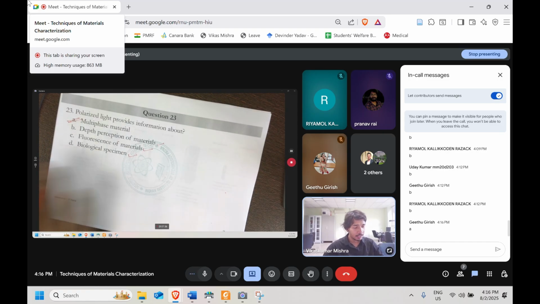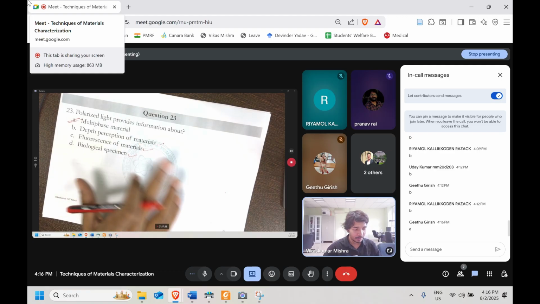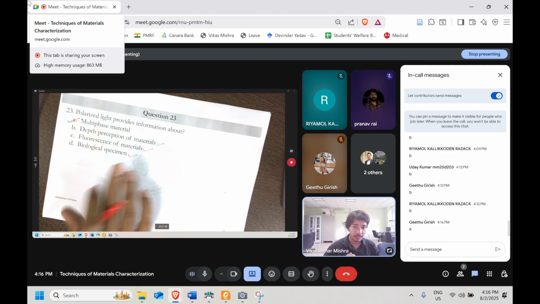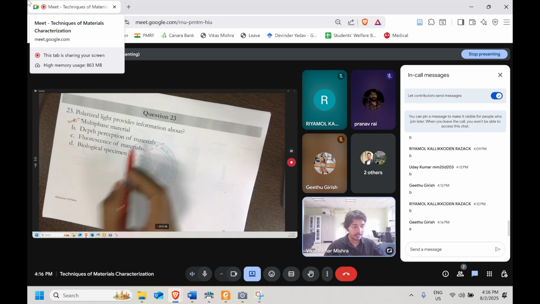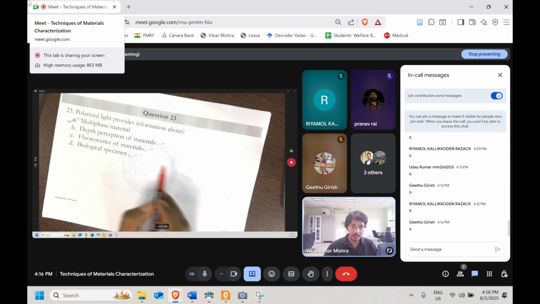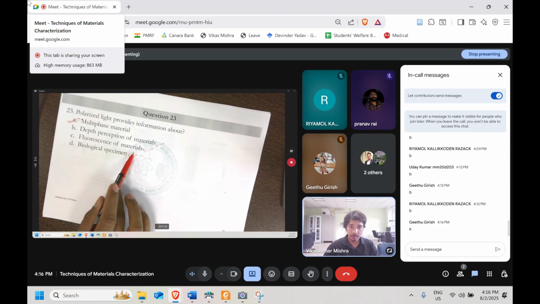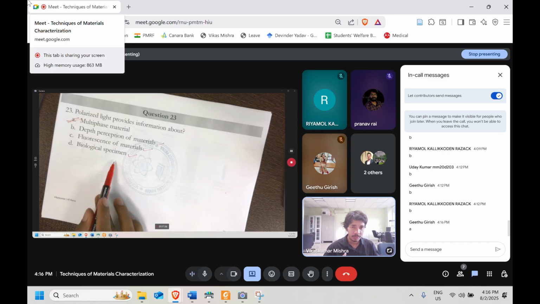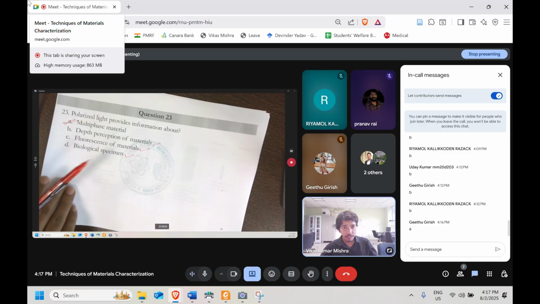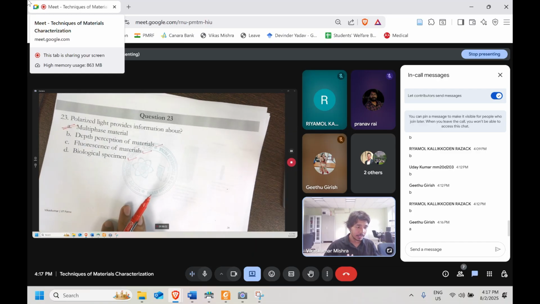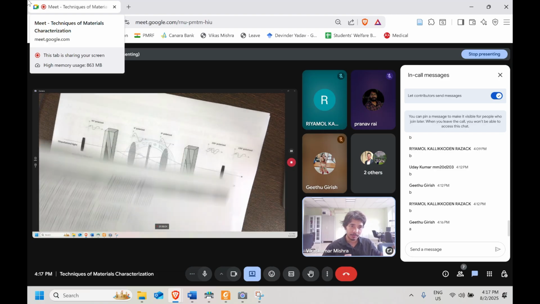Depth perspective we are not going to get. Depth perspective of the material, no. It's like the 3D information. No, we will not get three-dimensional information. The depth information you will get in DIC, differential interference contrast. Fluorescence of the material? No, fluorescence we are going to discuss again. Biological specimen? No. We need an anisotropic material, that's all. The right answer is option A. Very good.